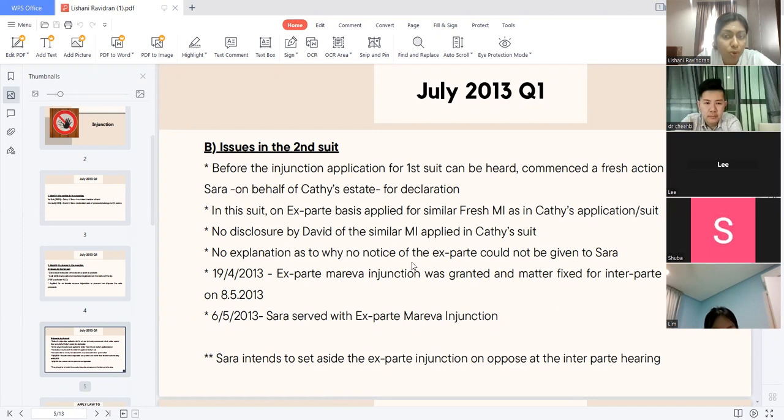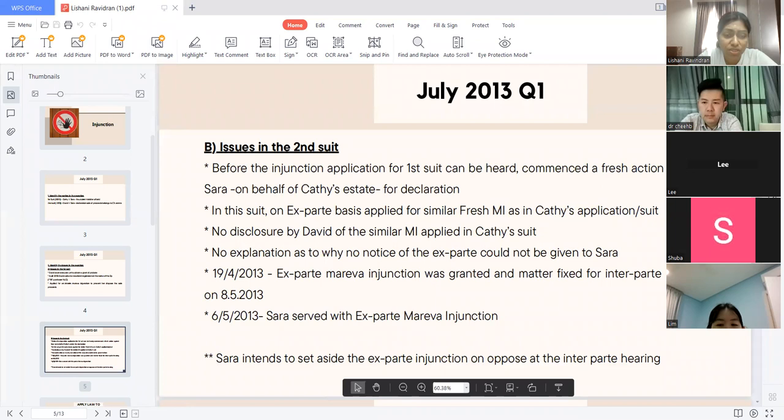On 19-4, the ex parte Mareva injunction was granted and the matter was fixed for an inter partes hearing on 8-5-2013. Then on 6-5-2013, Sarah was served with the ex parte Mareva injunction. I have already summarized everything for you, and these are the issues. So Sarah intends to set aside the ex parte injunction and oppose it at the inter partes hearing.